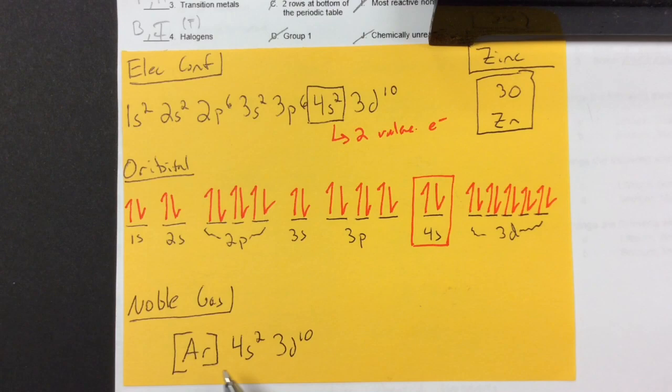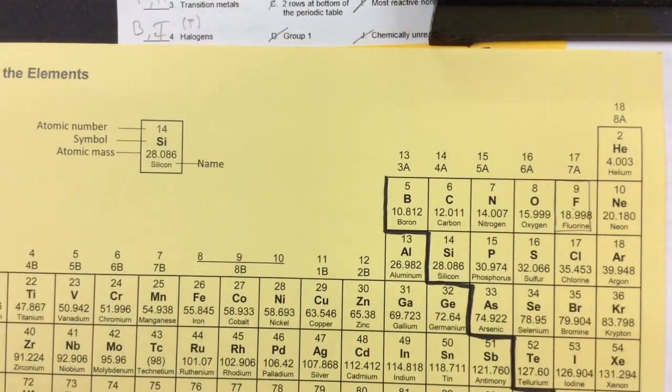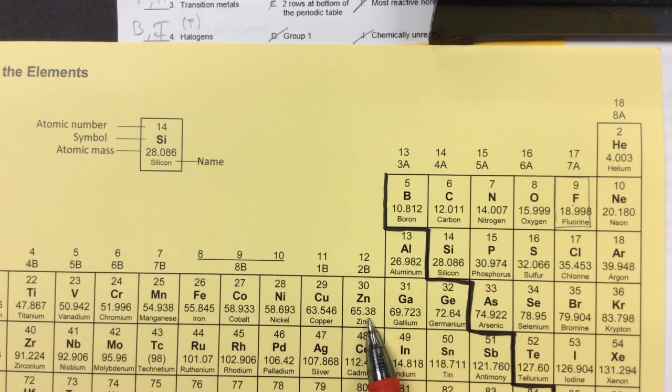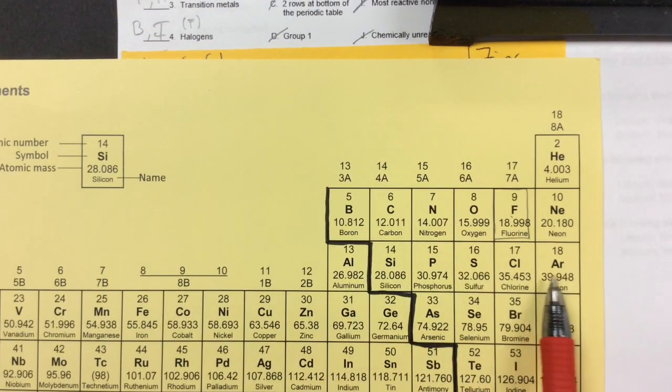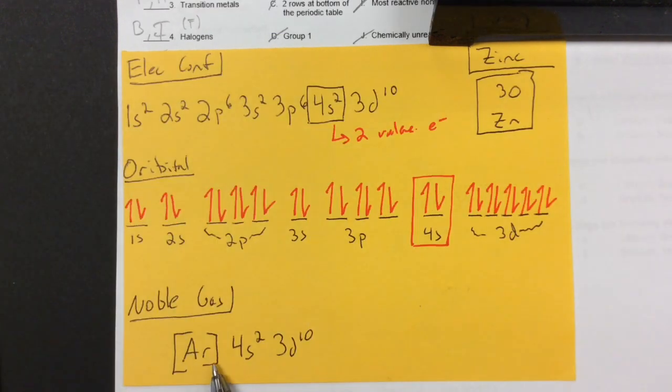Our noble gas configuration, because zinc here is in column number 4, I'm going to move up to column number 3 all the way across, and I see that argon is a noble gas before zinc. So you write down argon in brackets and then continue counting electrons from there, 3s2, 3d10.